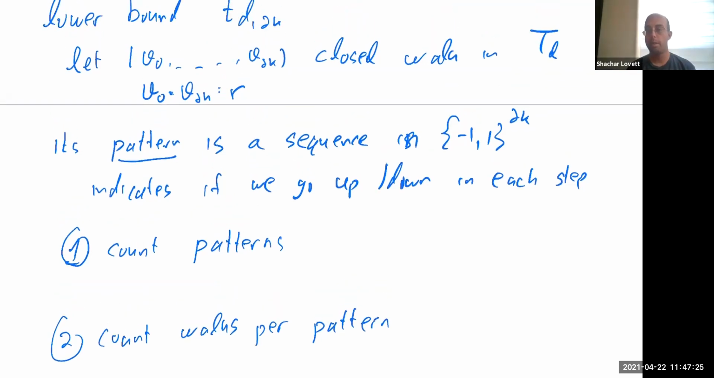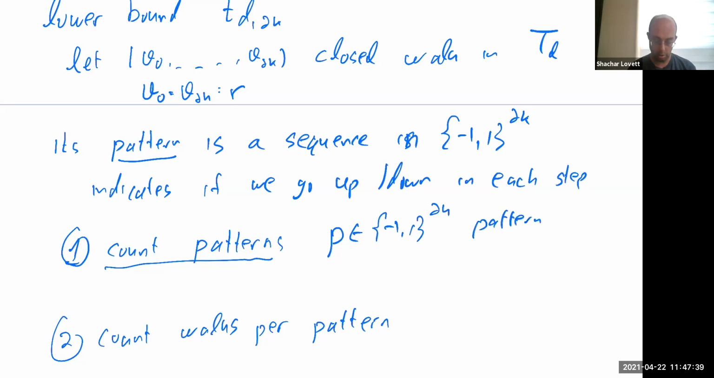What do we know about these patterns? Well, they are sequences of plus 1 and minus 1 that start and end at the root. So let's say p in {-1, 1}^{2k} is a pattern. We know two things about it. We know that it sums to 0. So the sum of p_i, i from 1 up to 2k, is 0, because we start and end at the root. So the number of up steps and down steps should be the same. So it's balanced. That's one thing we know.